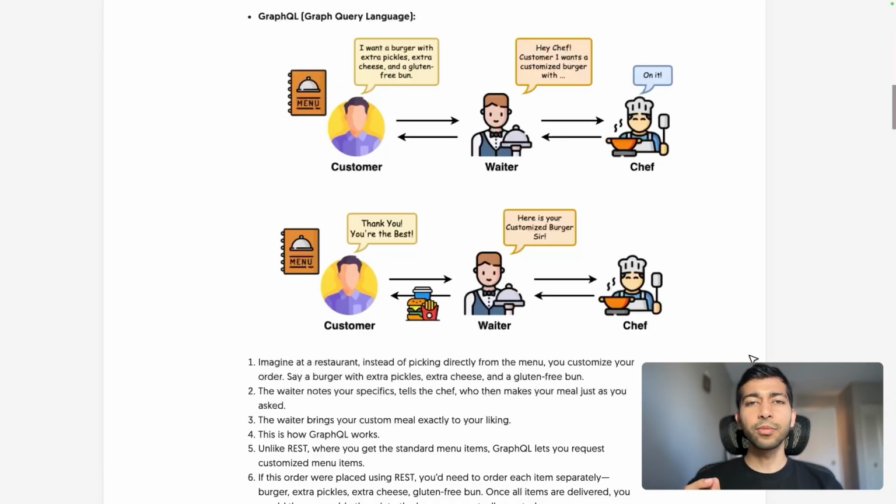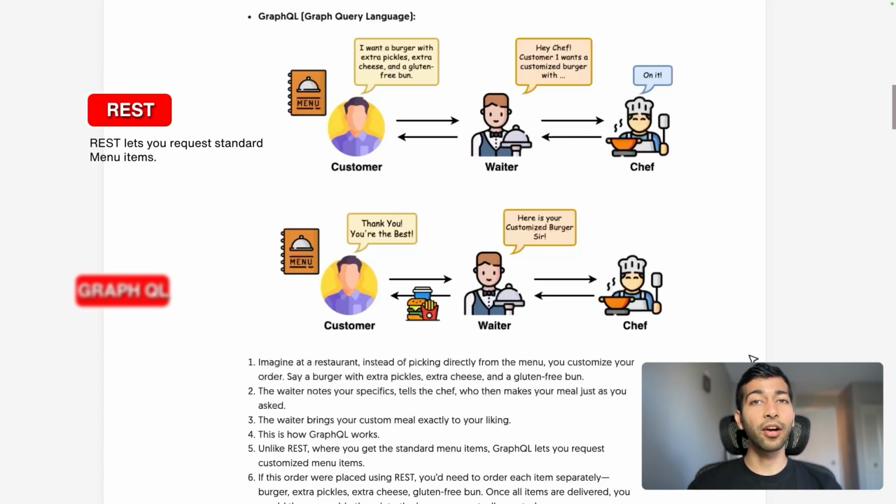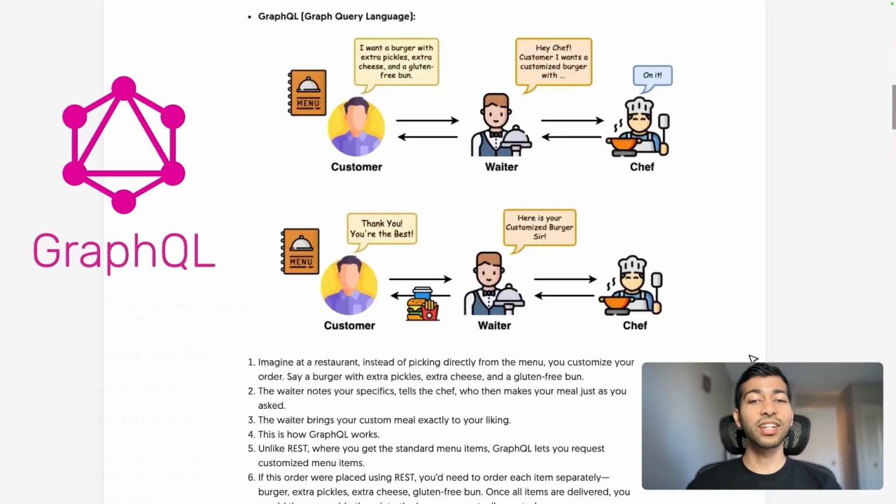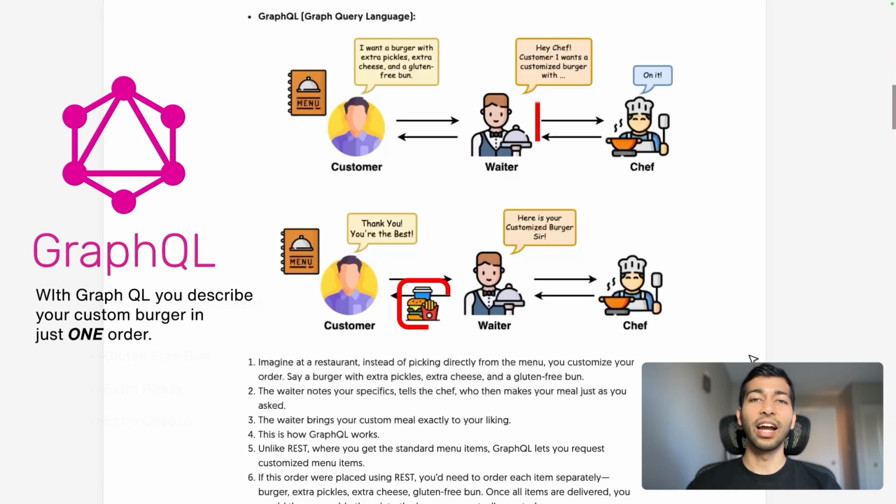Now, if you notice, the customer here asked for a custom order, which wasn't possible in the REST case. So unlike REST, where you get the standard menu items, GraphQL lets you request customized menu items. And if, let's say, this order was ordered using REST, how would that look? You need to order each of these items separately. The gluten-free bun, extra pickles, extra cheese, and once all of that was delivered, you would be the one to assemble all of that into a burger. Not that fancy, right? So with GraphQL, you describe your custom burger in one order and the waiter just understands the detailed request and brings back your order.